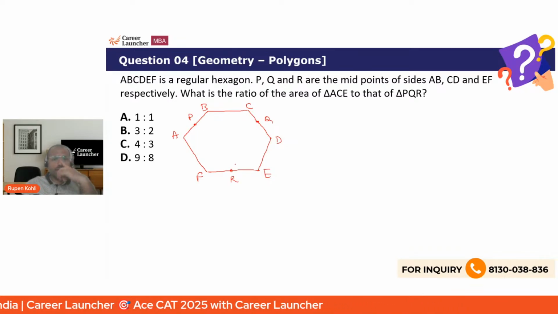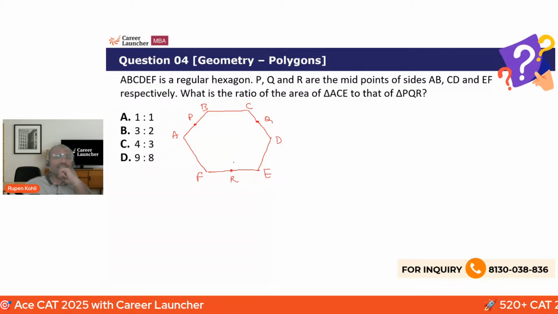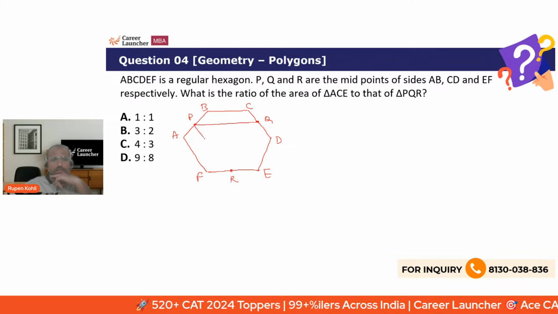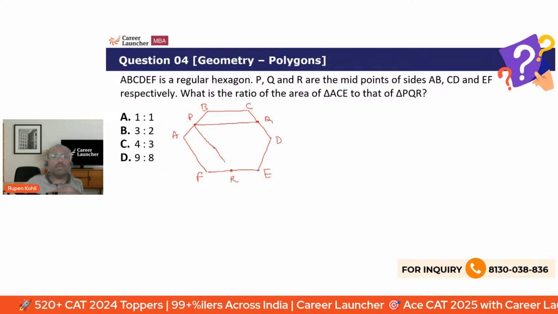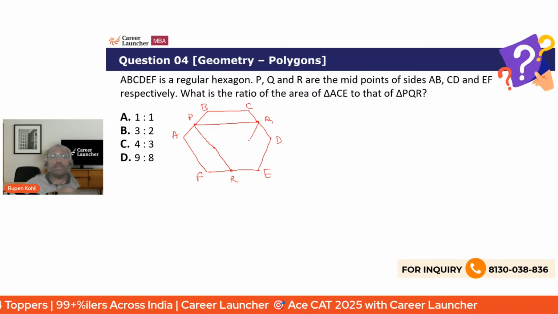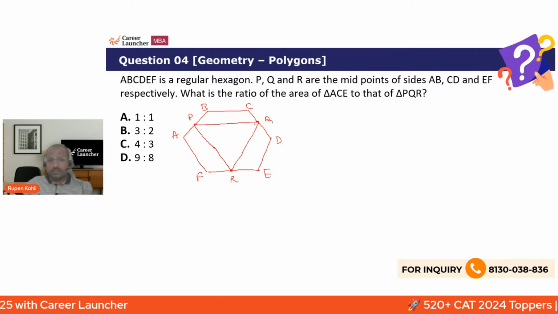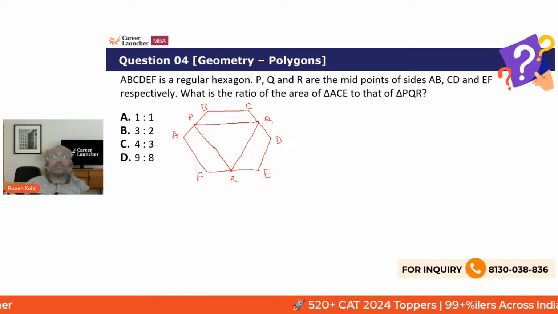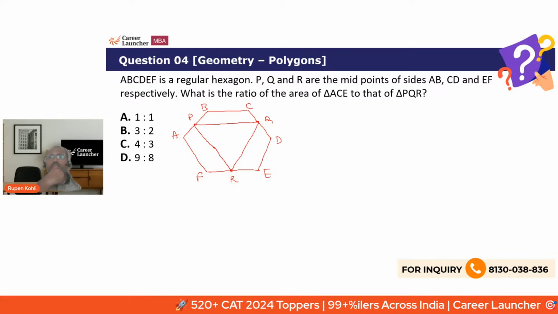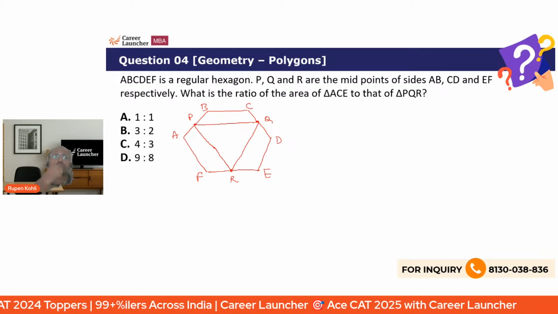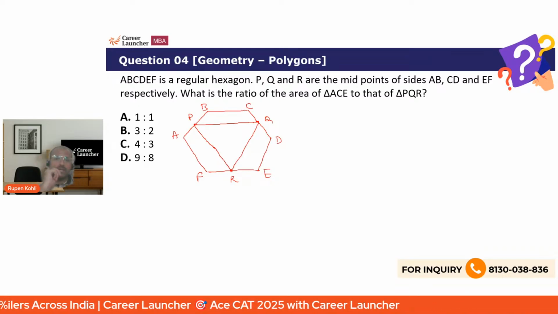So with this figure, you're asked for the ratio of the area of triangle ACE to PQR. So let's first of all focus on this PQR triangle. It is very clear that each of the three sides PQ, QR, and PR are definitely equal, because each of them are drawn in an identical manner, right? By joining the alternate midpoints of the sides of a regular hexagon. So it's a regular hexagon, the most symmetric hexagon. So definitely this PQR is equilateral.